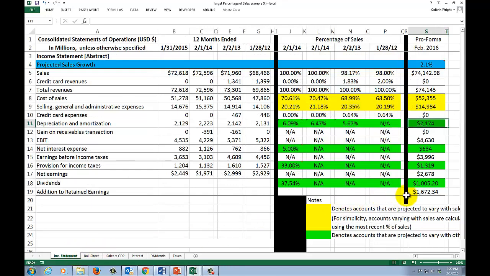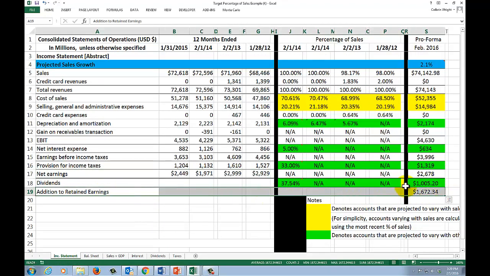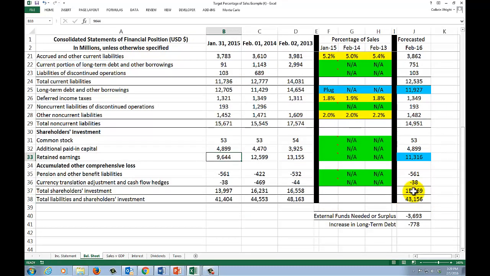Retained earnings, the way that I got 11,316 is to take the last retained earnings and add whatever part of our forecasted net income right here is going to retained earnings. Remember, 37% is being paid in dividends. The rest is going to retained earnings. So I just took that number from the income statement and added it to retained earnings to get our new retained earnings. I left our pension liability constant. I left the currency translation adjustment constant.